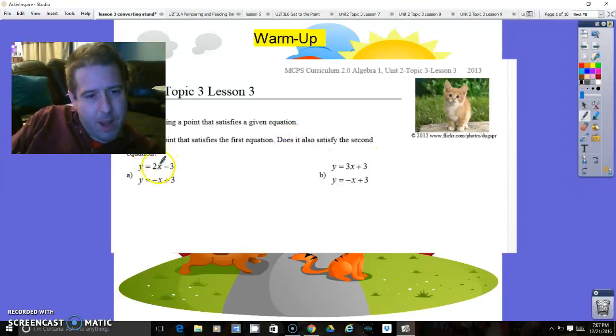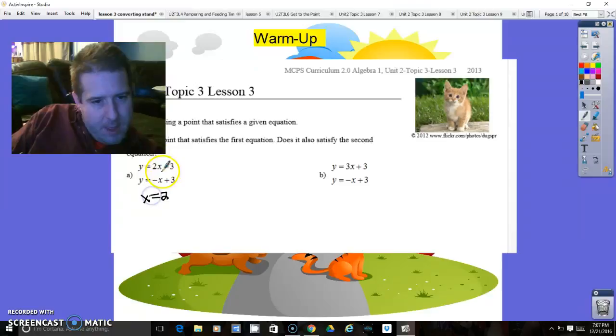So I can put anything in for x, let's say 2. So if I make x equal 2, then that would make this 4, and 4 minus 3 equals 1. So if x is 2, that means y would have to be 1. That satisfies the first equation. Now, can I put that into the second equation and still work?